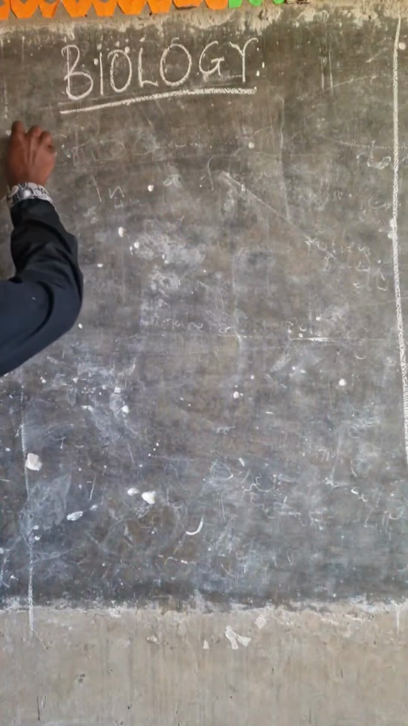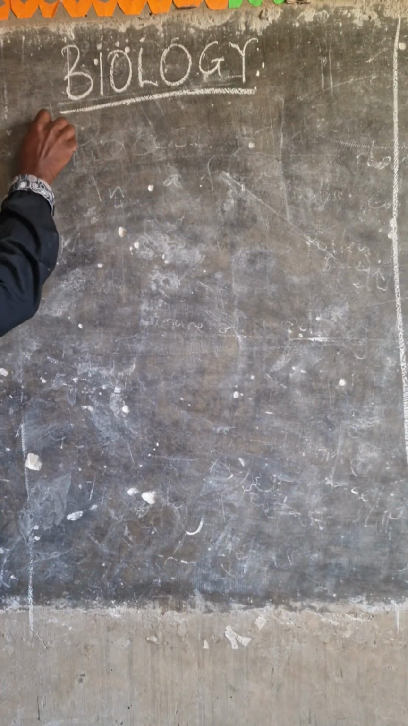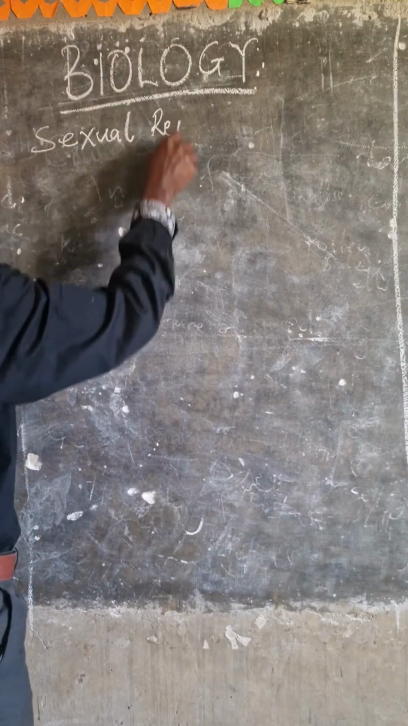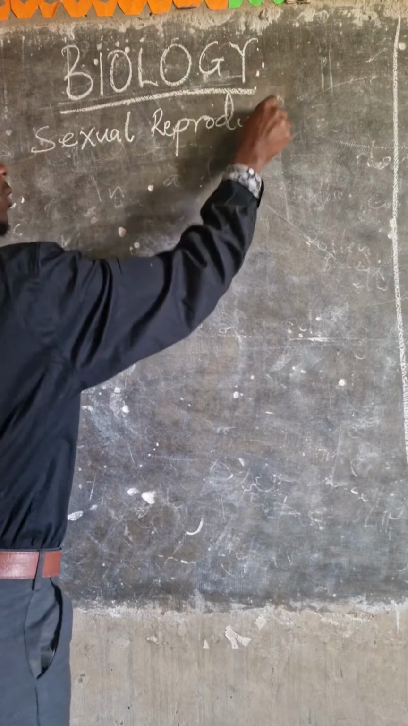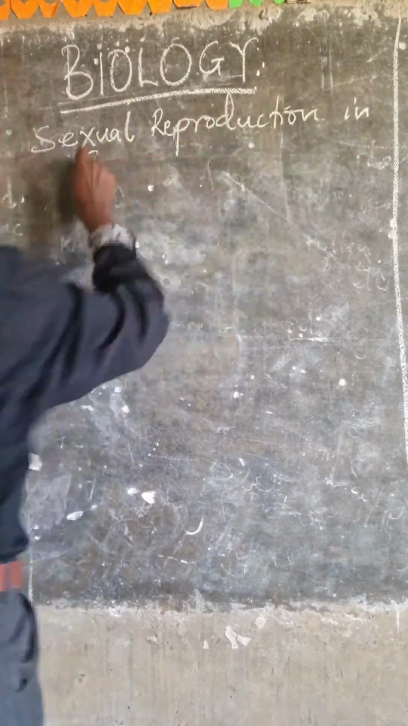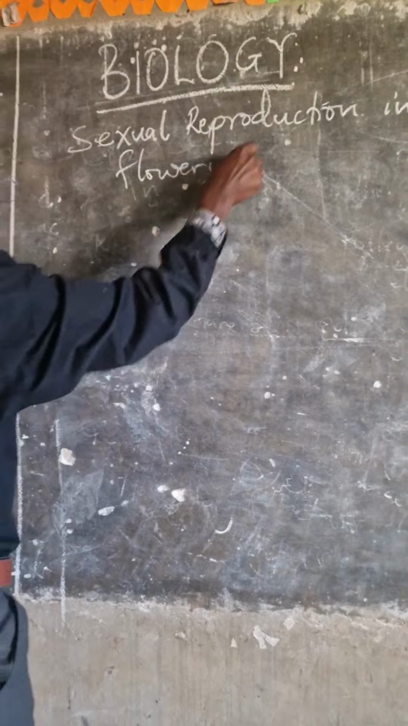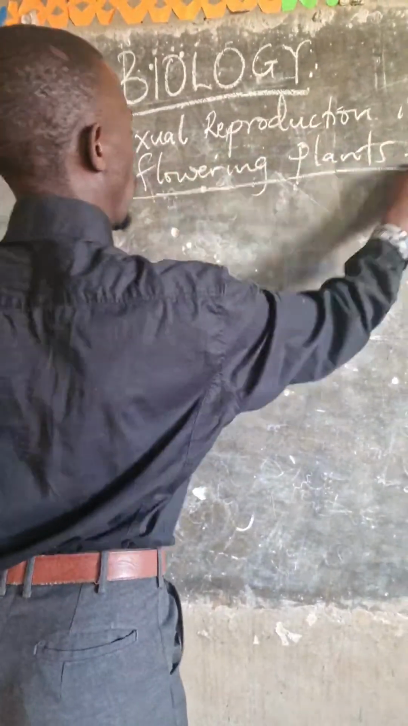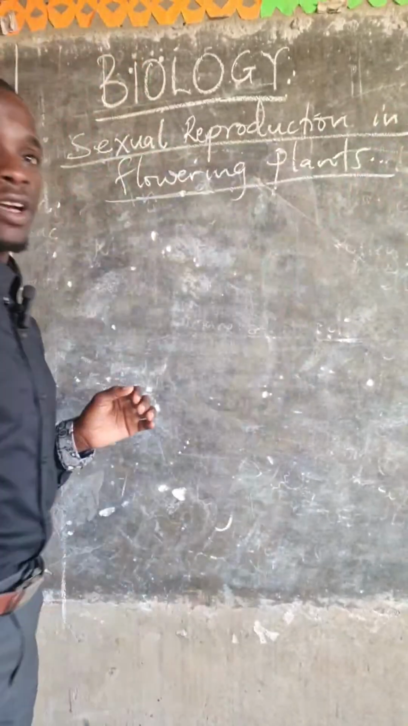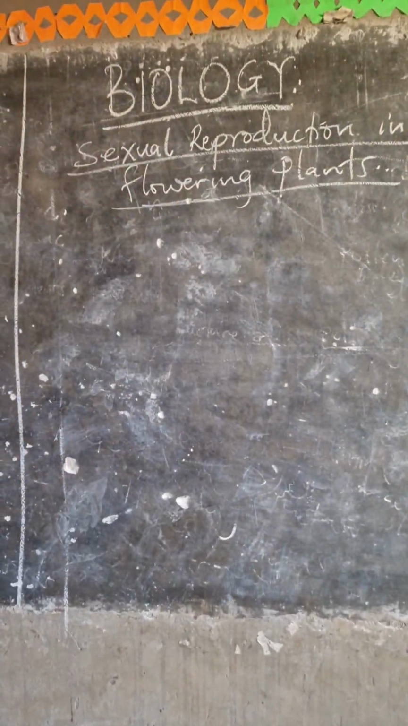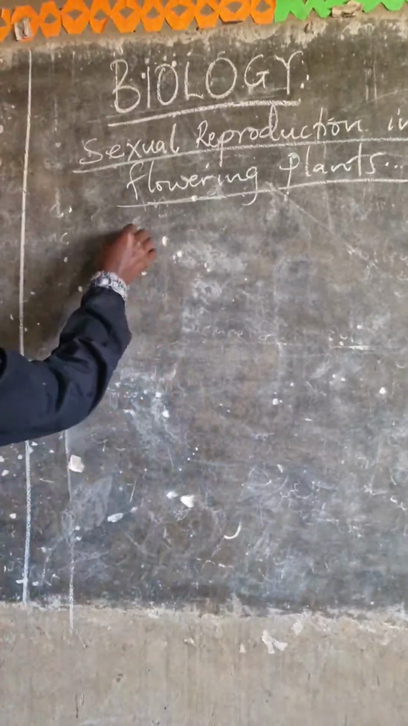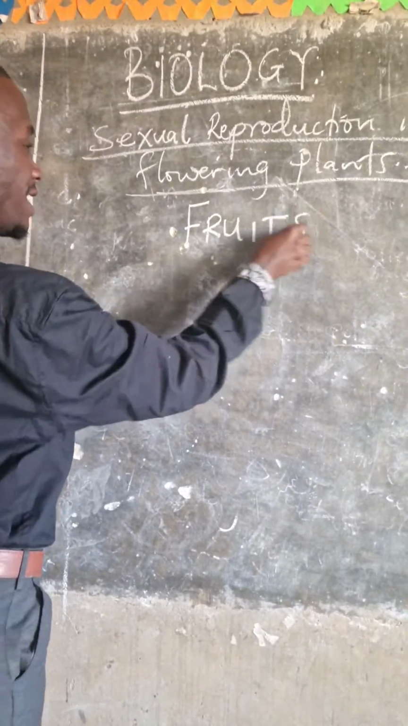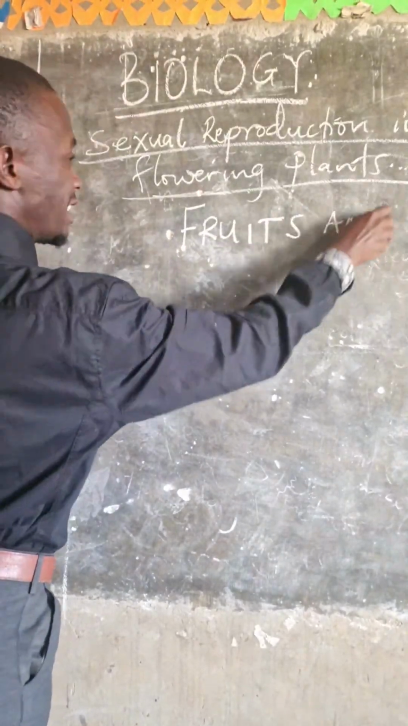We are streaming in live today, still for the same topic, and it is sexual reproduction in flowering plants. Previously we looked at the process of fertilization in flowering plants. We are streaming in live today to purposely look at fruits and the seeds.